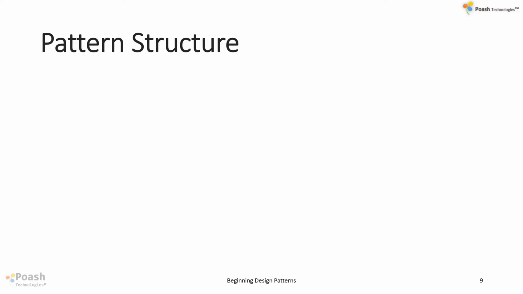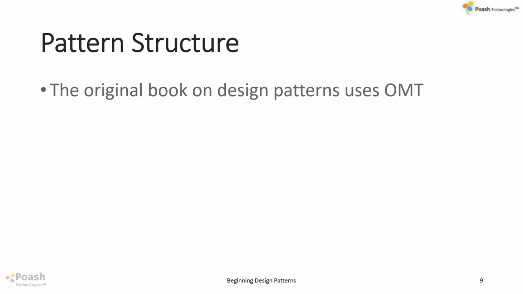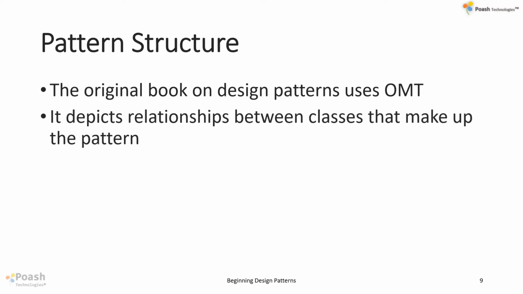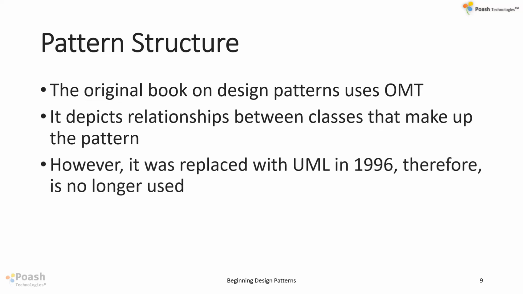The original book used a notation called Object Modeling Technique. This simply shows the relationship between the classes that are part of the pattern. Now OMT is no longer used. It is the predecessor of UML and therefore was replaced with UML in 1996.